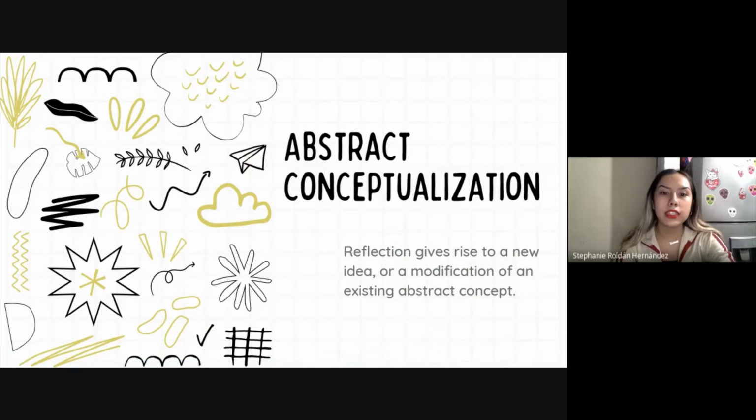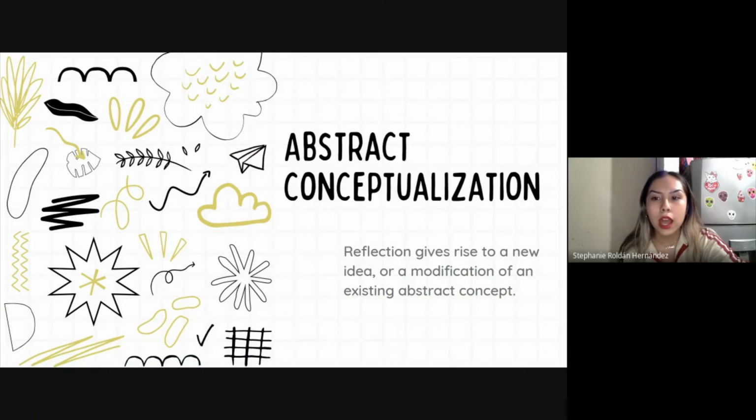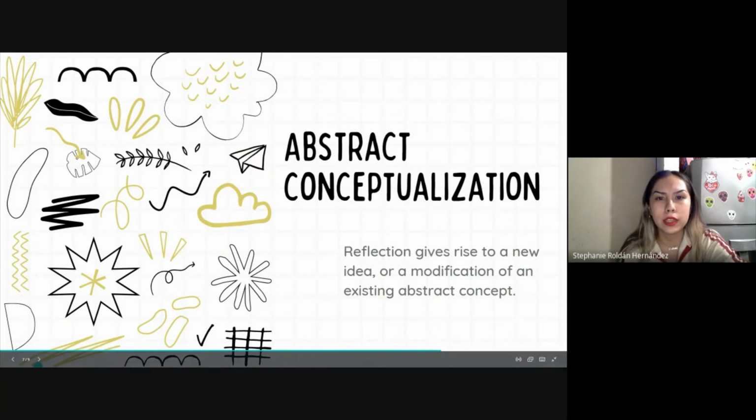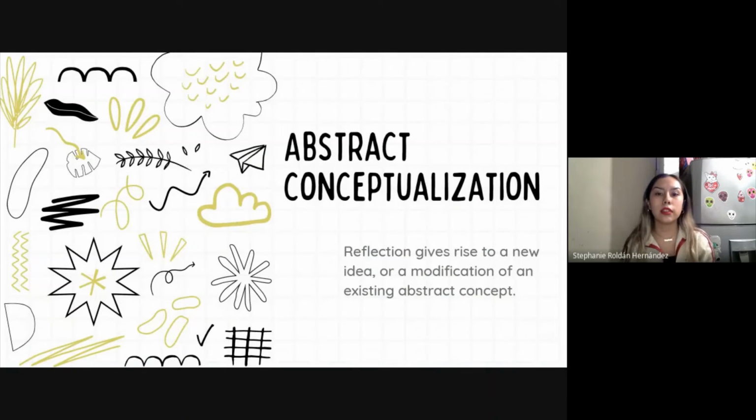The third one is abstract conceptualization. This reflection gives rise to a new idea or a modification of an existing abstract concept. In this one, the learner moves from reflective observation to abstract conceptualization when they begin to classify concepts and form their conclusions from the events that have occurred. The abstract focuses on thinking.